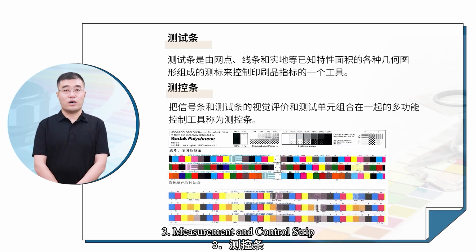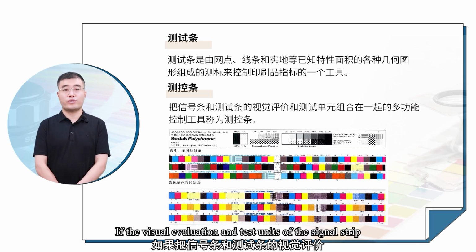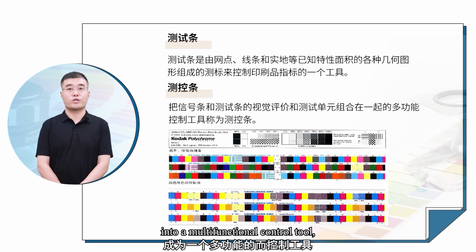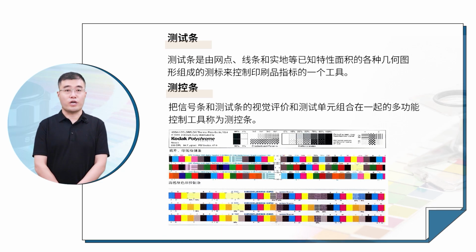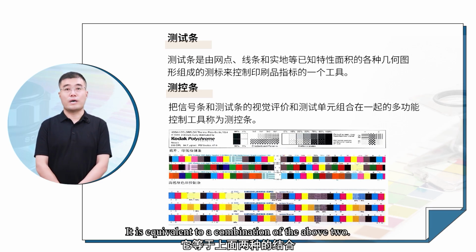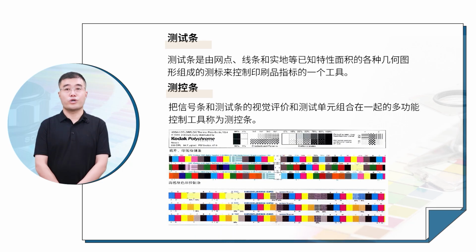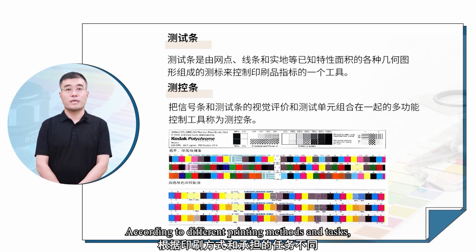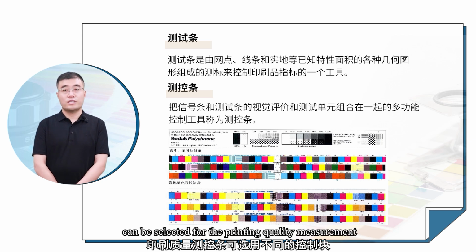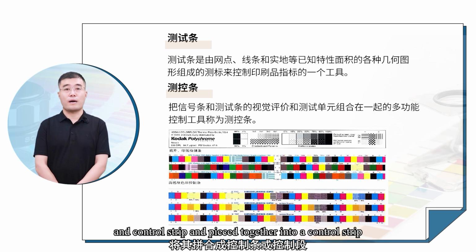3. Measurement and control strip. If the visual evaluation and test units of the signal strip and the test strip are combined into a multifunctional control tool, we call it a measurement and control strip. It is equivalent to a combination of the above two. According to different printing methods and tasks, different control blocks can be selected for the printing quality measurement and control strip and pieced together into a control strip or a control segment.